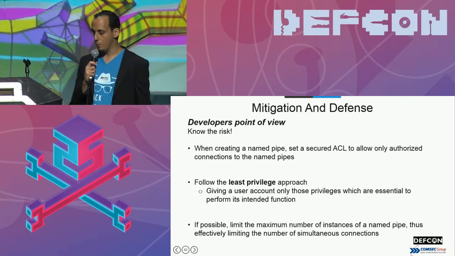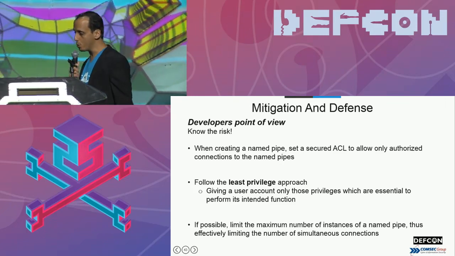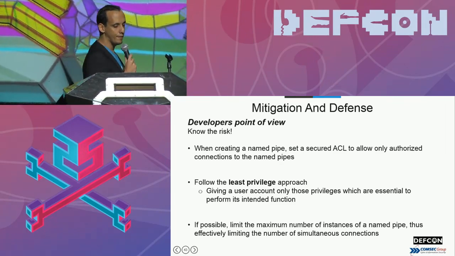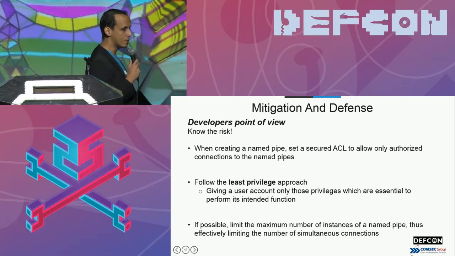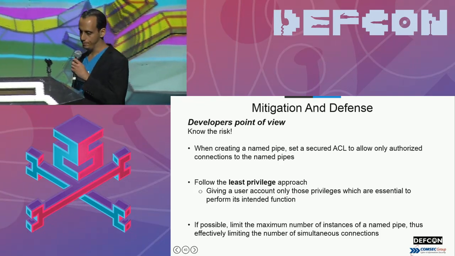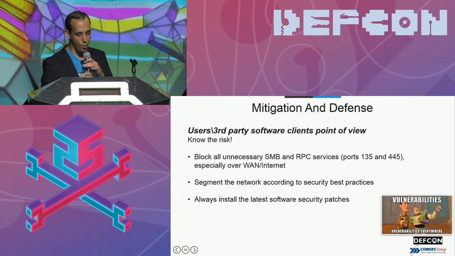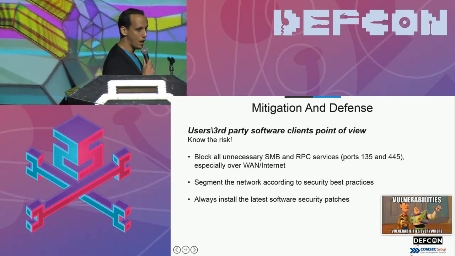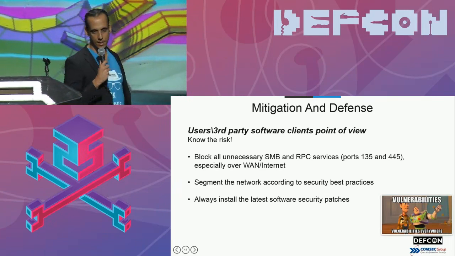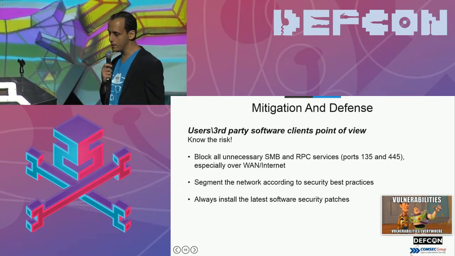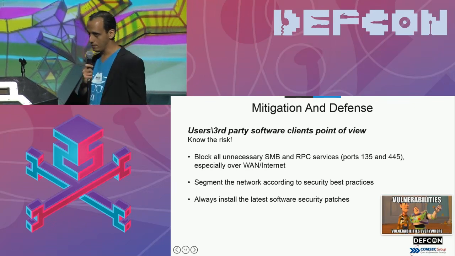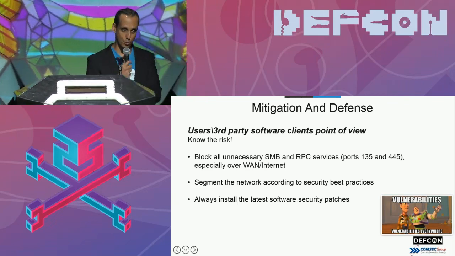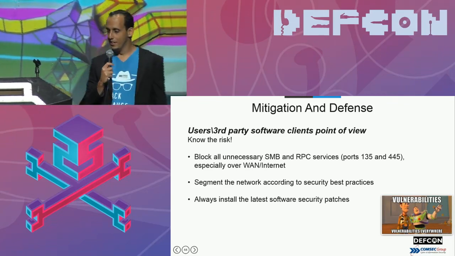Just give minimal permissions, the minimal number of users. If it is not remote, the named pipe should not be remotely accessed, just block it altogether and make it local only. This is also an option. And if you have the possibility, just limit the maximum number of instances for your named pipe. For users or third-party software clients, know the risk. Just block all unnecessary SMB and RPC services, 135 and 445, obviously, especially over the internet. If you have RPC and SMB open to the internet, you have big problems unrelated to named pipes. So just block it altogether.